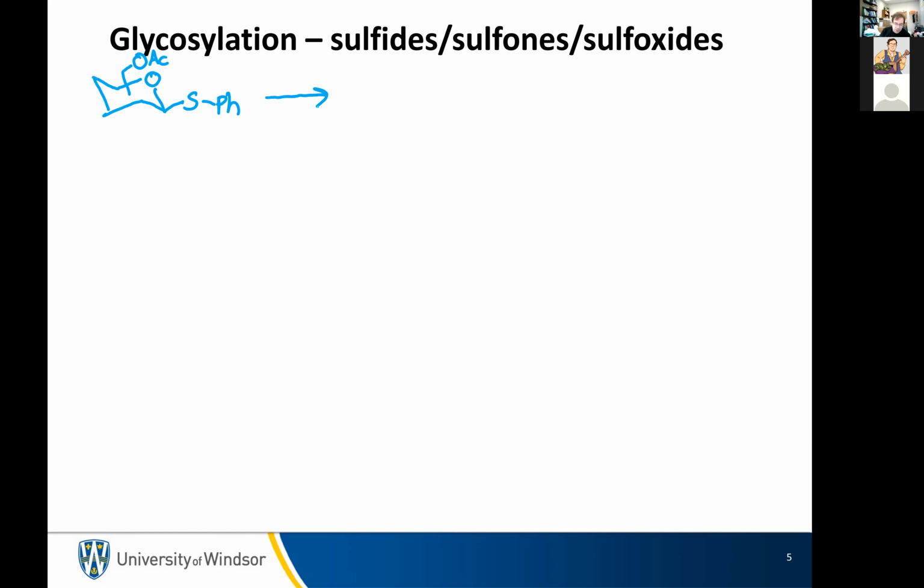What we need to do is get a double activation, because it's actually really hard to get that to react. It doesn't really want to do a lot of things. So we're going to use two things. We're going to use NIS, I'll say what that is in a moment, and TfOH. And by a moment I mean right now. NIS is N-iodosuccinimide. TfOH is triflic acid.